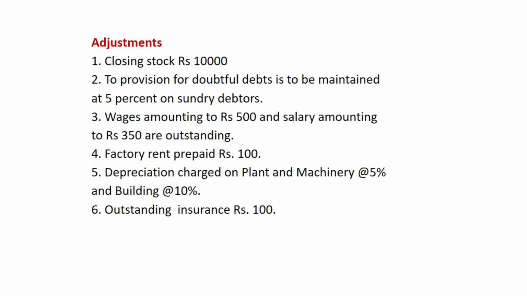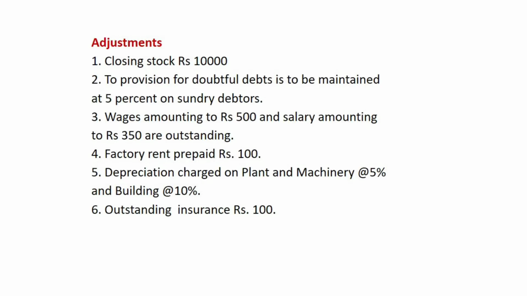Closing stock is given as usual outside the trial balance, rupees 10,000. Adjustment 1: provision for doubtful debts is to be maintained at 5% on sundry debtors. Since we are solving the first problem with adjustments on preparation of a financial statement, I will give a little explanation of how to calculate a 5% provision for doubtful debts. We have to consider the debtors amount. The debtors amount available in this problem is 9,600.